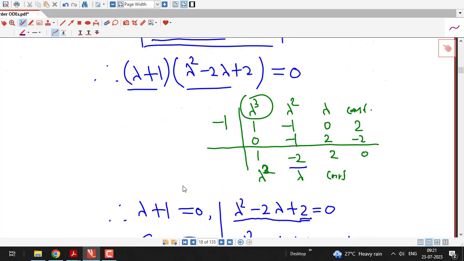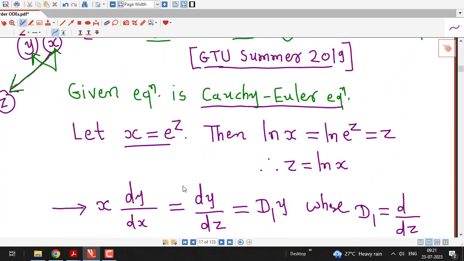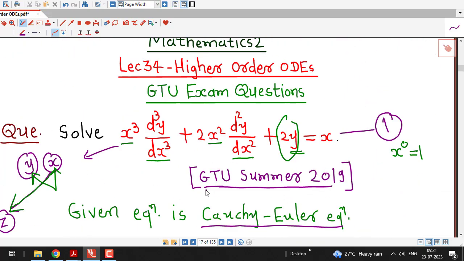And this is a very nice question. It was asked in the GTU Summer 2019 exam.